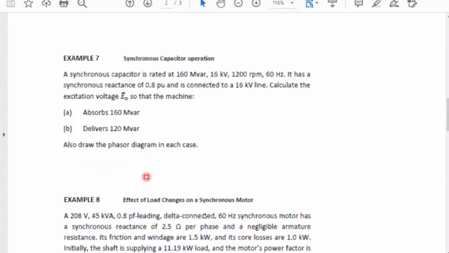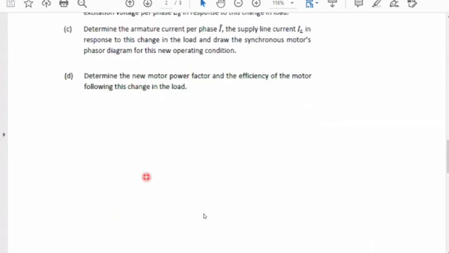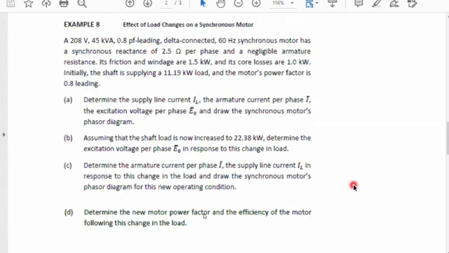Moving on to 8, quite long. I'll give you all a minute to read.